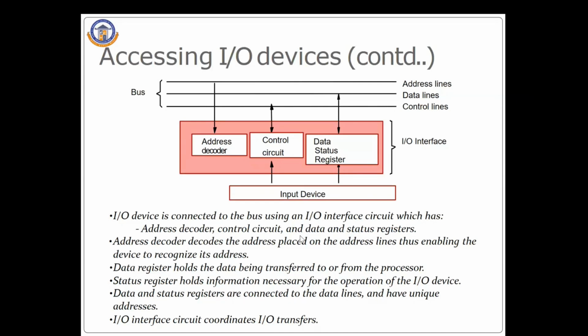The data register holds the data being transferred to or from the processor. And the status register holds the information necessary for the operation of the IO device. That is, when the data is ready in the data register, the status register will say the data is ready.